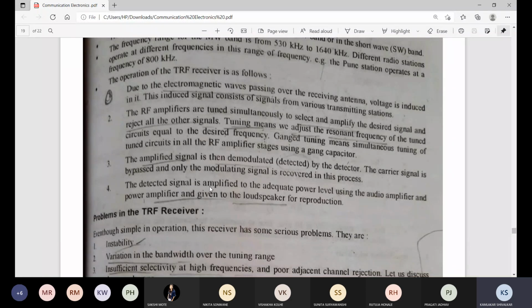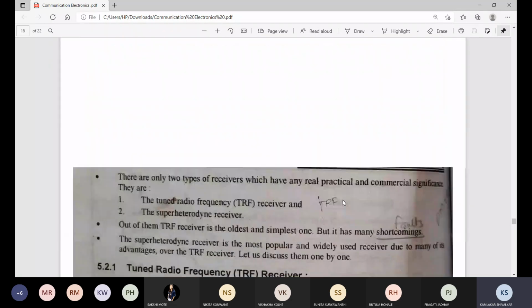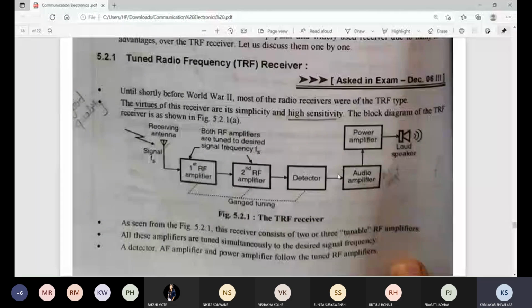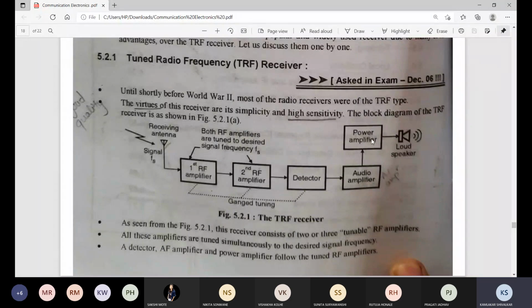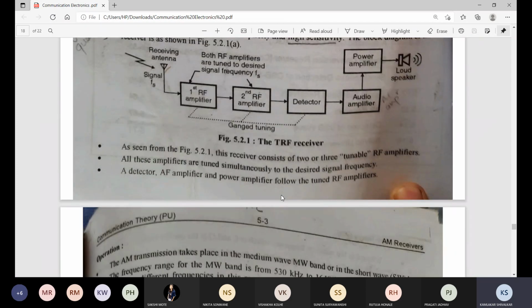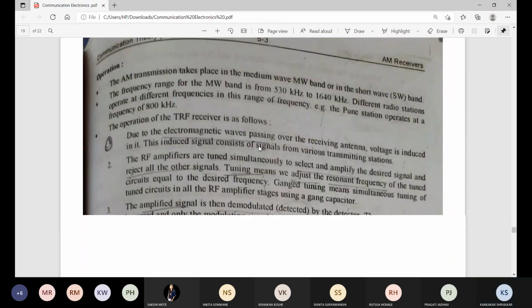The detected signal is amplified to the adequate power level using the audio amplifier and power amplifier and given to the loudspeaker for reproduction. आता हे पुढच्या दोन स्टेजचं सांगितलं, या दोन स्टेज. इथे काय केलंय, ऑडिओ एम्प्लिफायर अँड पॉवर एम्प्लिफायर can amplify the audio signal to the desired range and that is to be transferred to the loudspeaker. Okay, this is about the TRF, tuned radio frequency receiver.